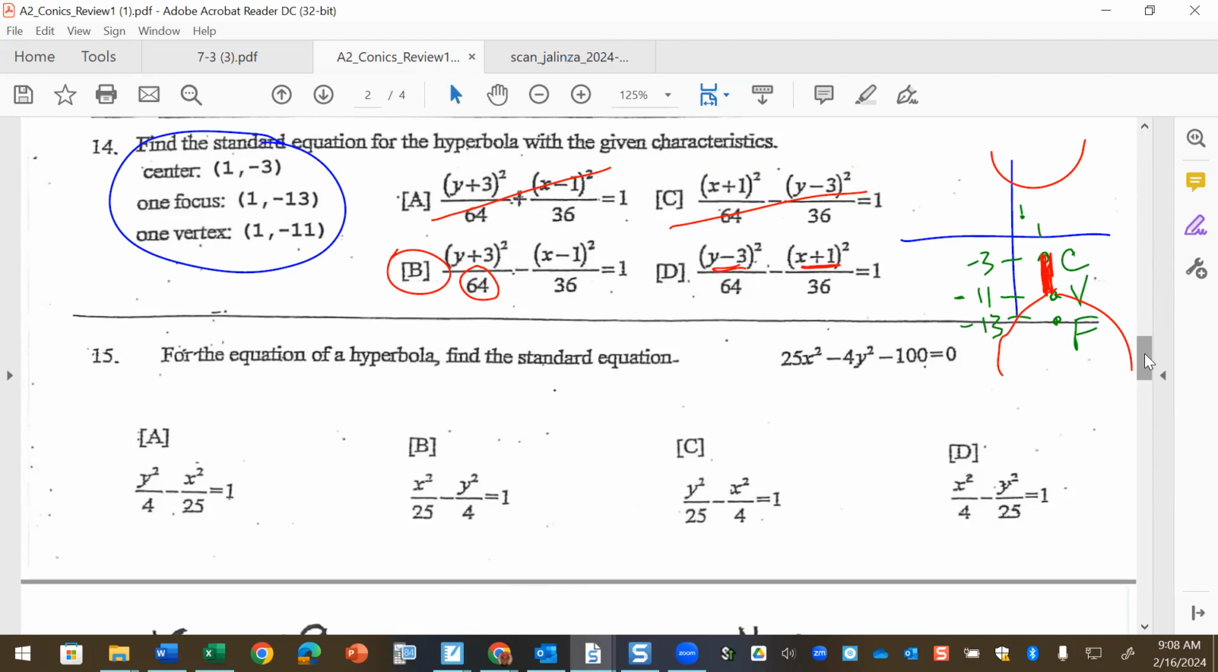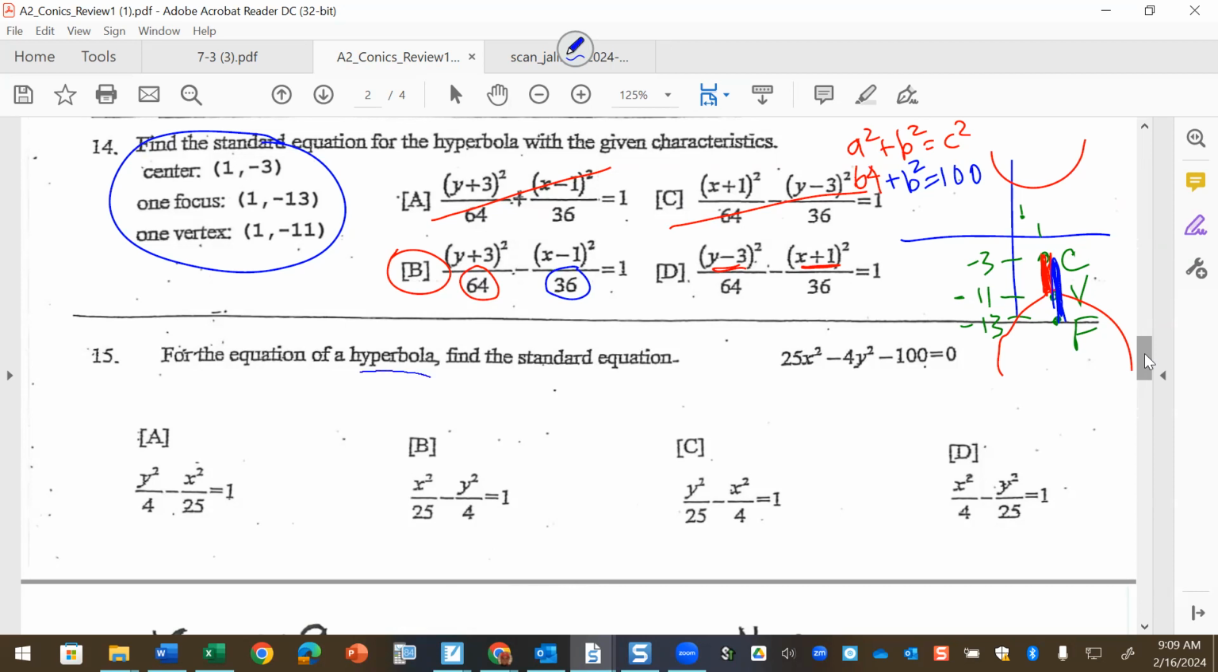And then, let me roll out the formula again. So 64 goes in for A squared. How about the focal length? How far is it from -3 to -13? 10. Square that. 100. And now you should be able to find 64 plus what gets you to 100? 36. Okay. Good enough.